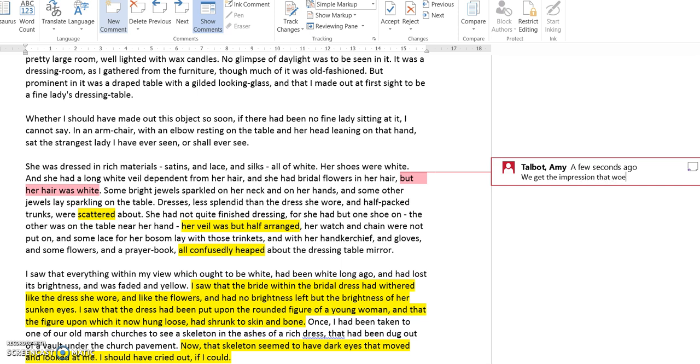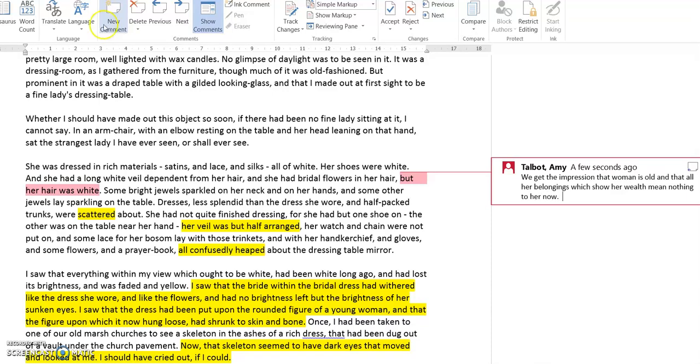that the woman is old, which, contrasted with all the things around her, all the rich and wealthy satins and beautiful laces, seems like an odd contrast. So we get the impression that the woman is old and that all her belongings, which show her wealth, mean nothing to her now.